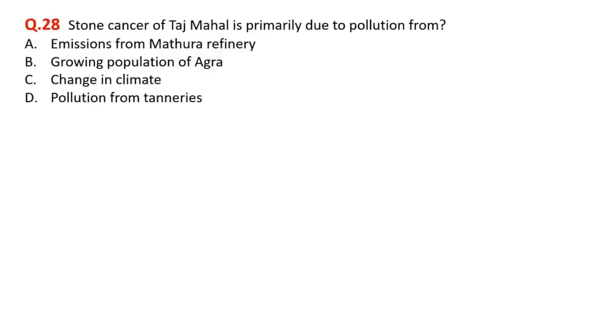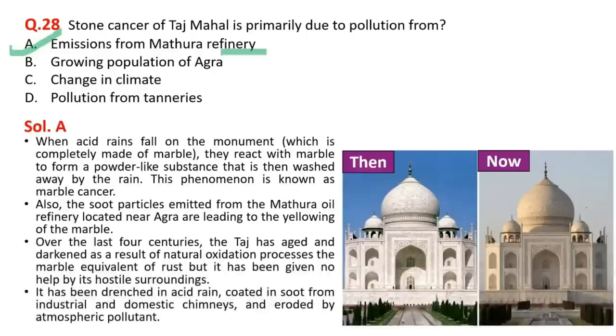It was because of the emission from the Mathura refinery. So you know Mathura is very close to Agra. So the oil refinery emits gases, because of which the Taj Mahal's color is getting depleted, or getting darkened. Earlier it was like this, but now the color of the Taj Mahal is like this. This process or phenomenon is named marble cancer.